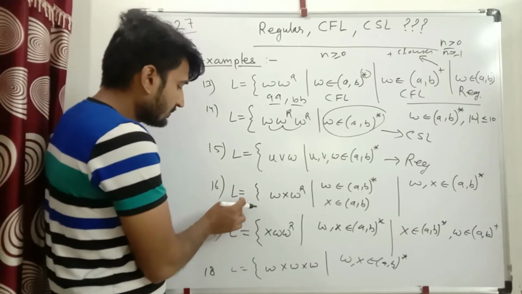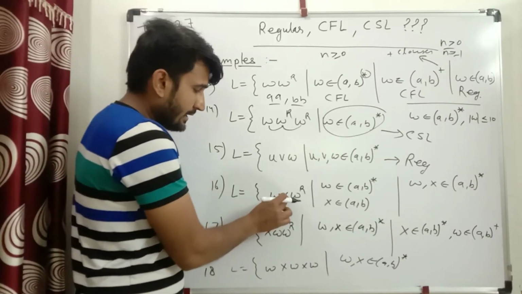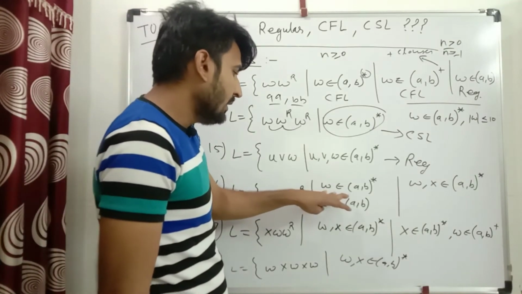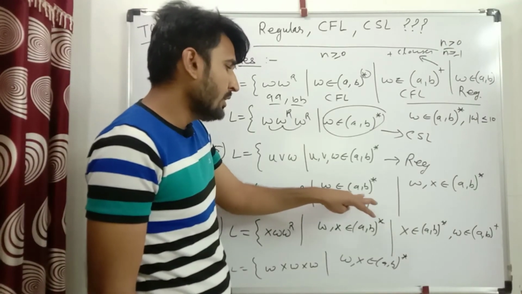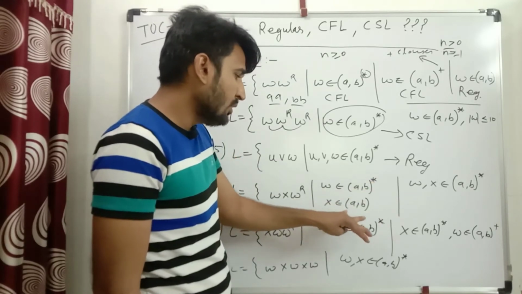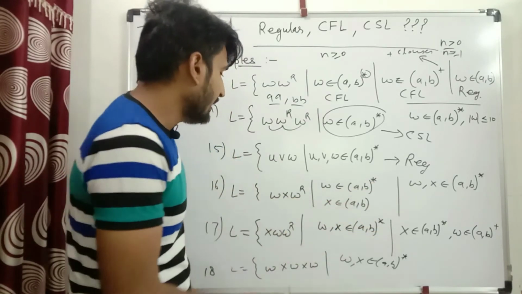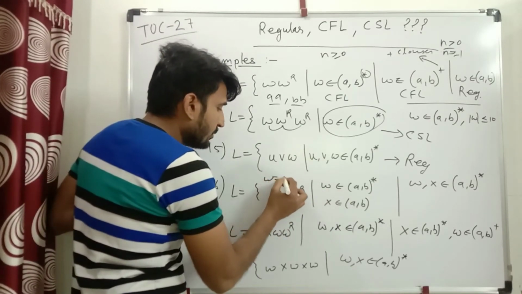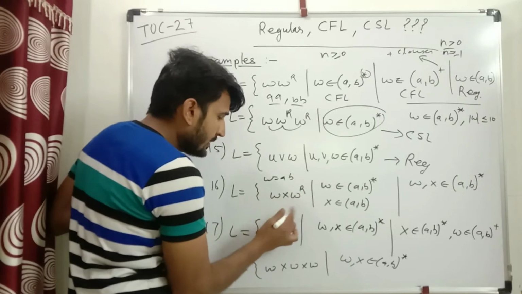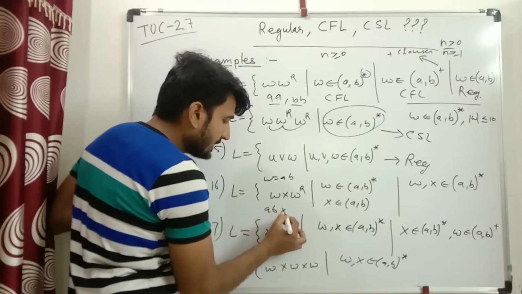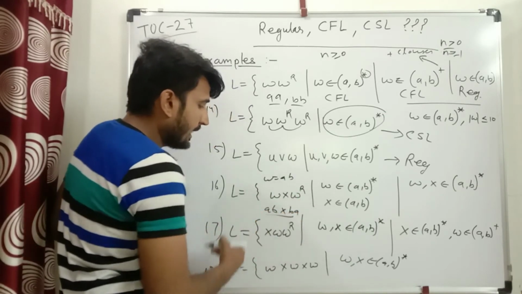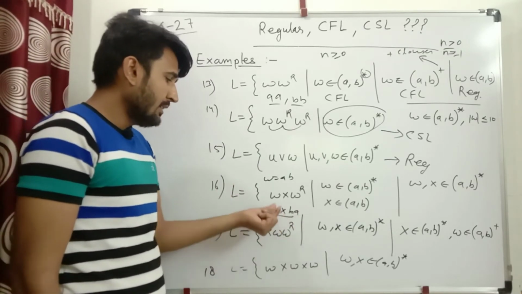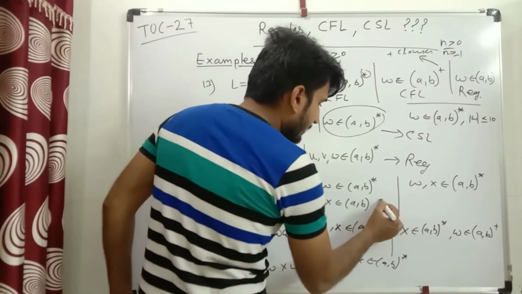Now take this. L equals W X W^R, where W belongs to {a, b}* and X belongs to {a, b}. Then tell me, the string is ab. For example, W is equal to ab. Then what type is this? ab X ba. Then tell me which type the given language is. This is CFL. There is a comparison. CFL.